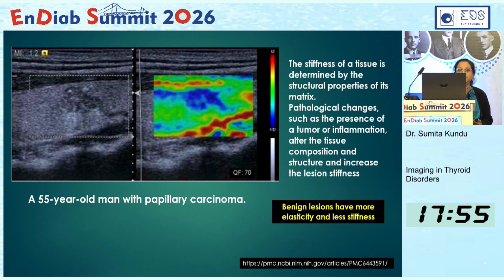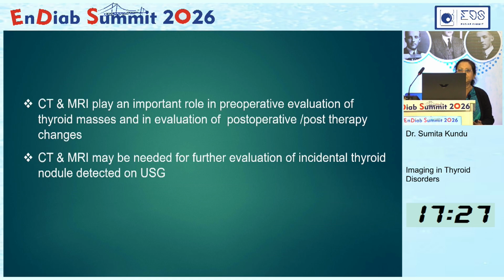stiffness of the nodule. This is an example of a 55-year-old man with a papillary carcinoma, an irregular hypoechoic lesion within the thyroid gland. The stiffness of the tissue is determined by the structural properties of the matrix. You can give a calculated value also of what the stiffness is. Benign lesions have more elasticity and less stiffness. Malignant lesions have less elasticity and more stiffness.